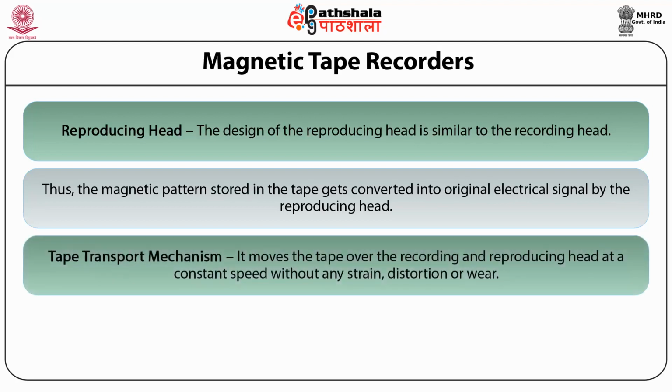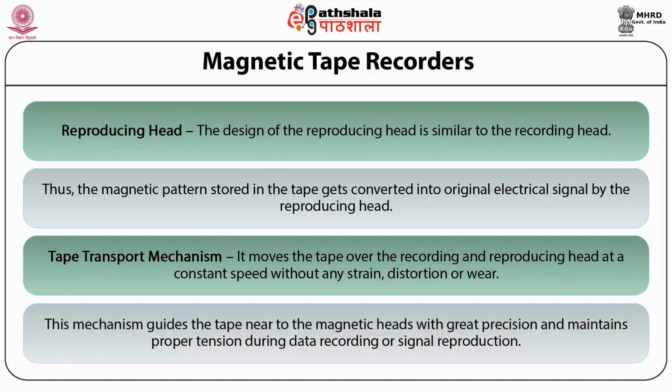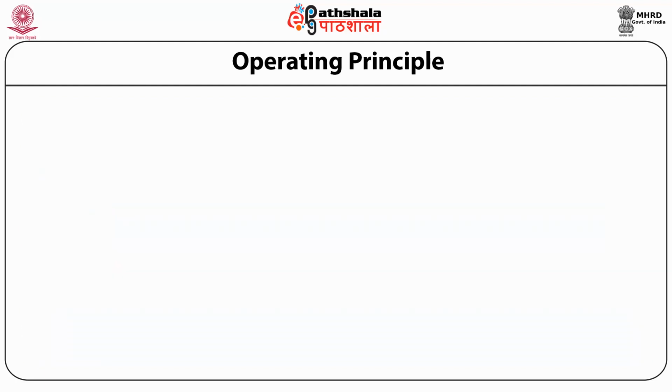Next is the transport mechanism. It moves the tape over the recording and reproducing heads at a constant speed without any strain, distortion, or wear. This mechanism guides the tape near the magnetic head with great precision and maintains proper tension during data recording or signal reproduction.